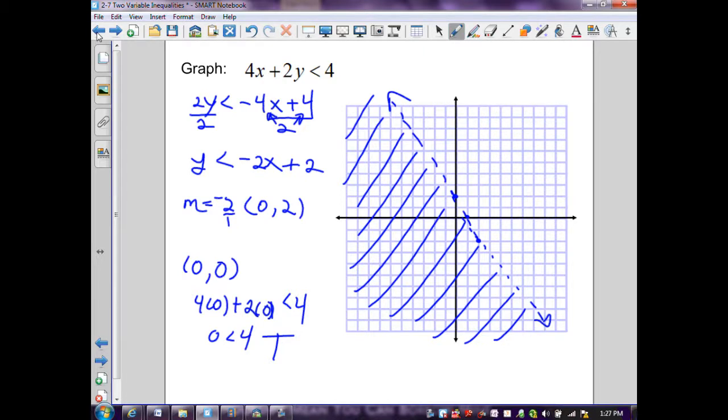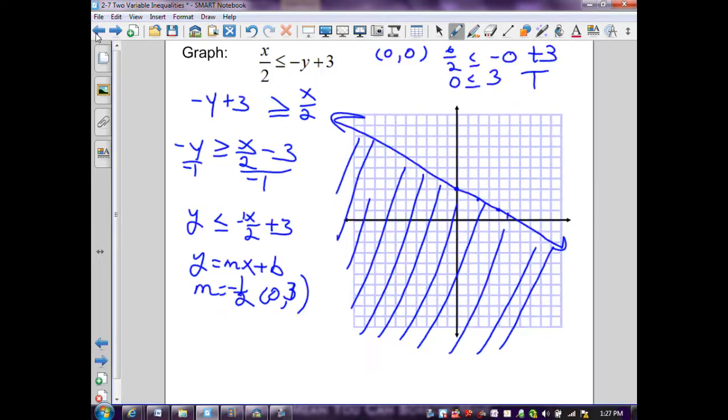On the next problem, I see that y is less than negative 2x plus 2. Therefore, I need all y values that are less than that, and that's why I shade below it. Picking the point is another way to do that, and that's what we've been doing, but you can also do it by the inequality.